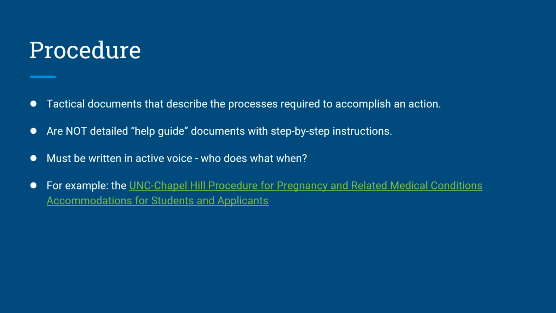One example of a procedure is the university's Procedure for Pregnancy and Related Medical Conditions Accommodations for Students and Applicants, which outlines the steps for seeking, evaluating, and granting requests for accommodations for students and applicants who are pregnant or have a related medical condition. This procedure does not provide screenshots or explicit details of how to fill out the required forms. Such information would be included in a help document that may be provided by the UNC Office of Equal Opportunity and Compliance if that office deems such a help document to be necessary.